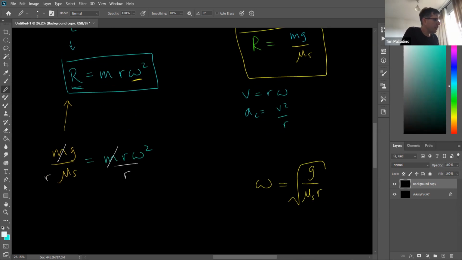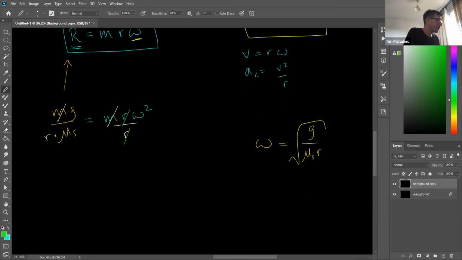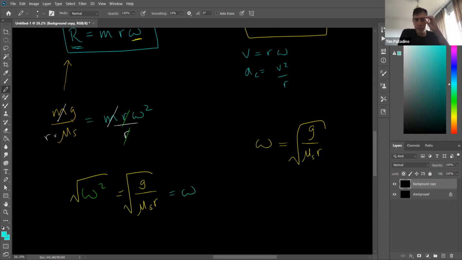What you do to one side, you have to do to the other side. So these ones right here cancel out. And so right now I have an expression, I'm going to write this as omega squared equals g divided by r mu s. And then to find omega, I'm going to do the square root of both sides. So this equals my omega, my angular velocity.